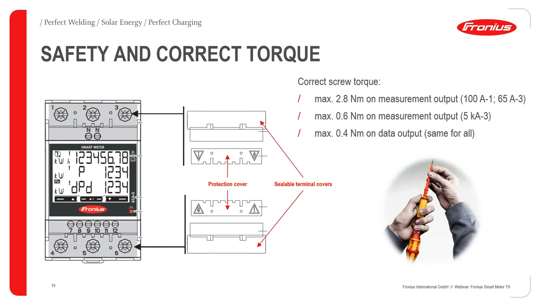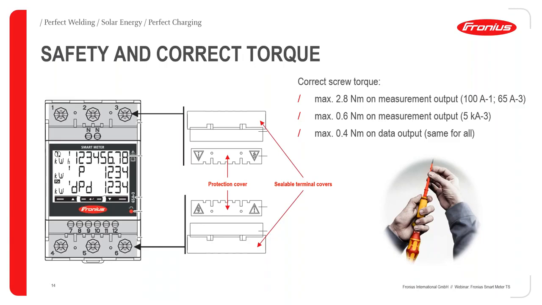Yeah, and the second safety is actually a sealable terminal cover, which goes over all of the terminals and secures everything. Then we have, of course, correct screw torque, actually different ones. So 2.8 Newton meter is on the measurement output of the single phase 100 amp and the three phase 65 amp. On top here, we are going into the smart meter coming from the grid, 1, 2, 3, and 4, 5, 6 would then go to our loads in our household. And on these terminals, we have 2.8 Newton meters.